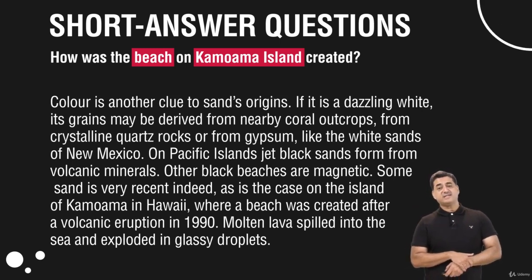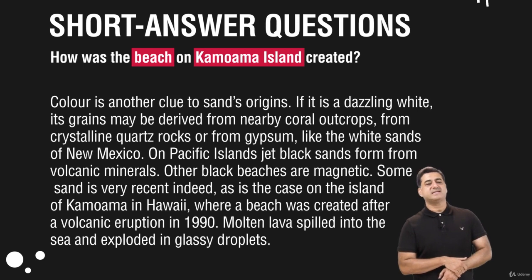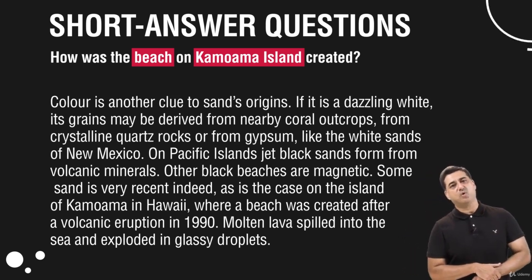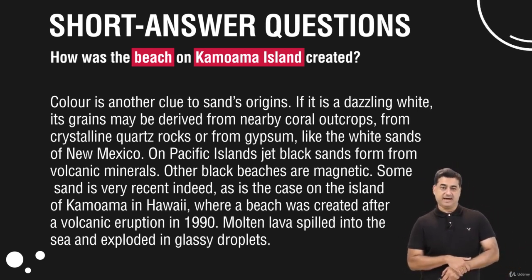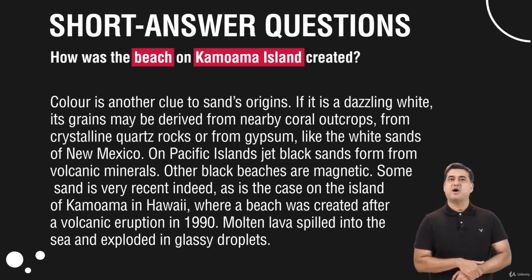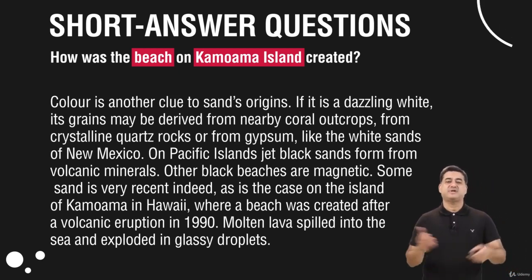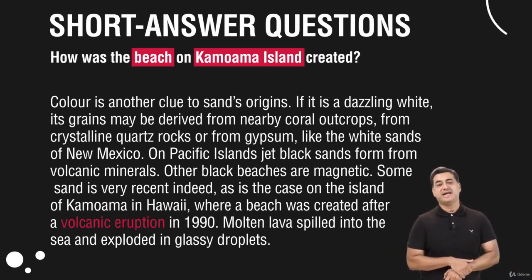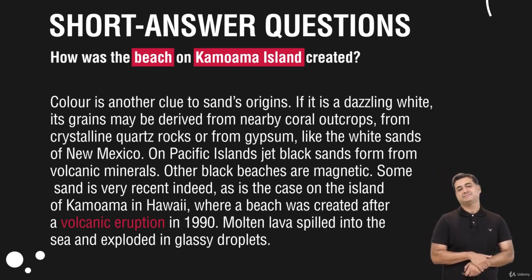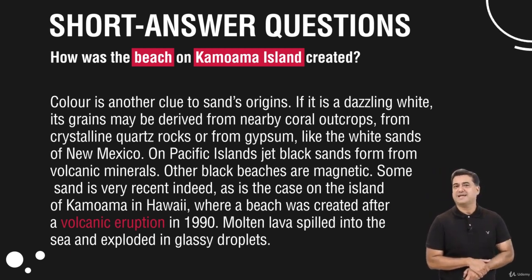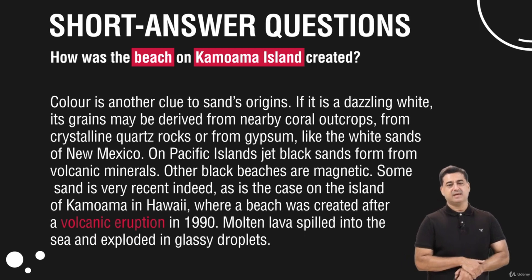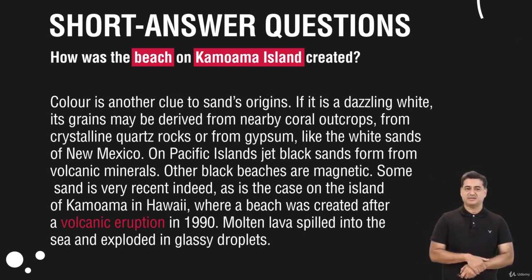Some sand is very recent indeed, as is the case on the island of Kamo Ama in Hawaii, where a beach was created after a volcanic eruption in 1990. So you got the answer. How was the beach on Kamo Ama created? Well, it was the result of a volcanic eruption. Let's move on and talk about another type.